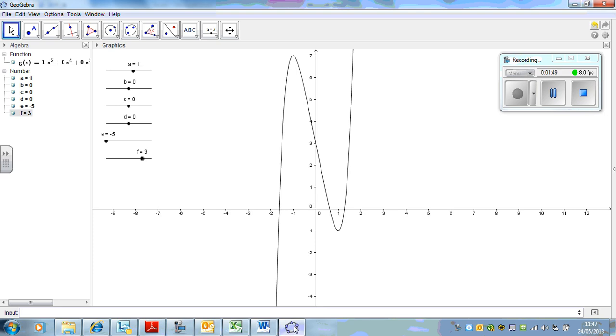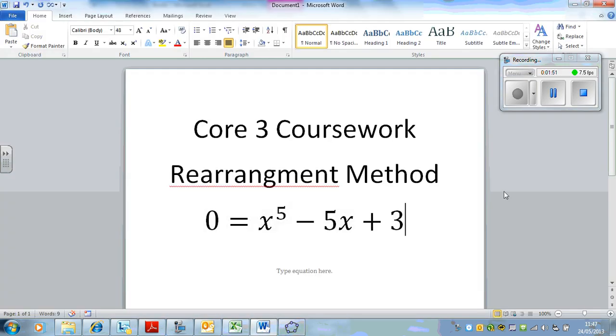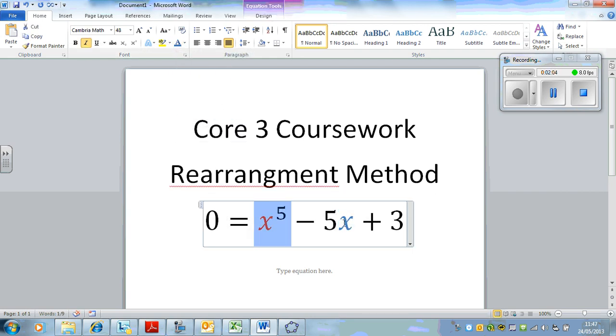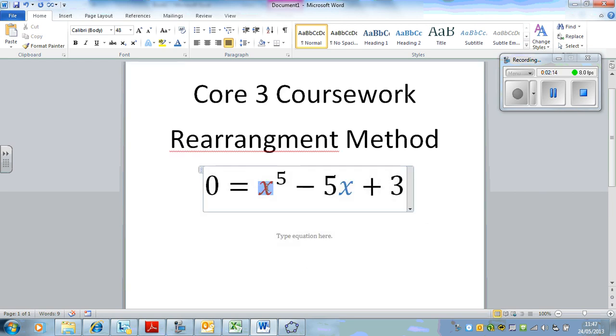Let's find that root. So, the idea is, we've got 2 x's here. Now, for this method, the equation you pick, it makes sense to choose an equation where you only see 2 x's. Here we've got an x to the 5 term and an x to the 1 term, a linear term. Now what I'm going to do is choose one of these x's. I'm going to choose the blue x, and rearrange it to make that blue x the subject.